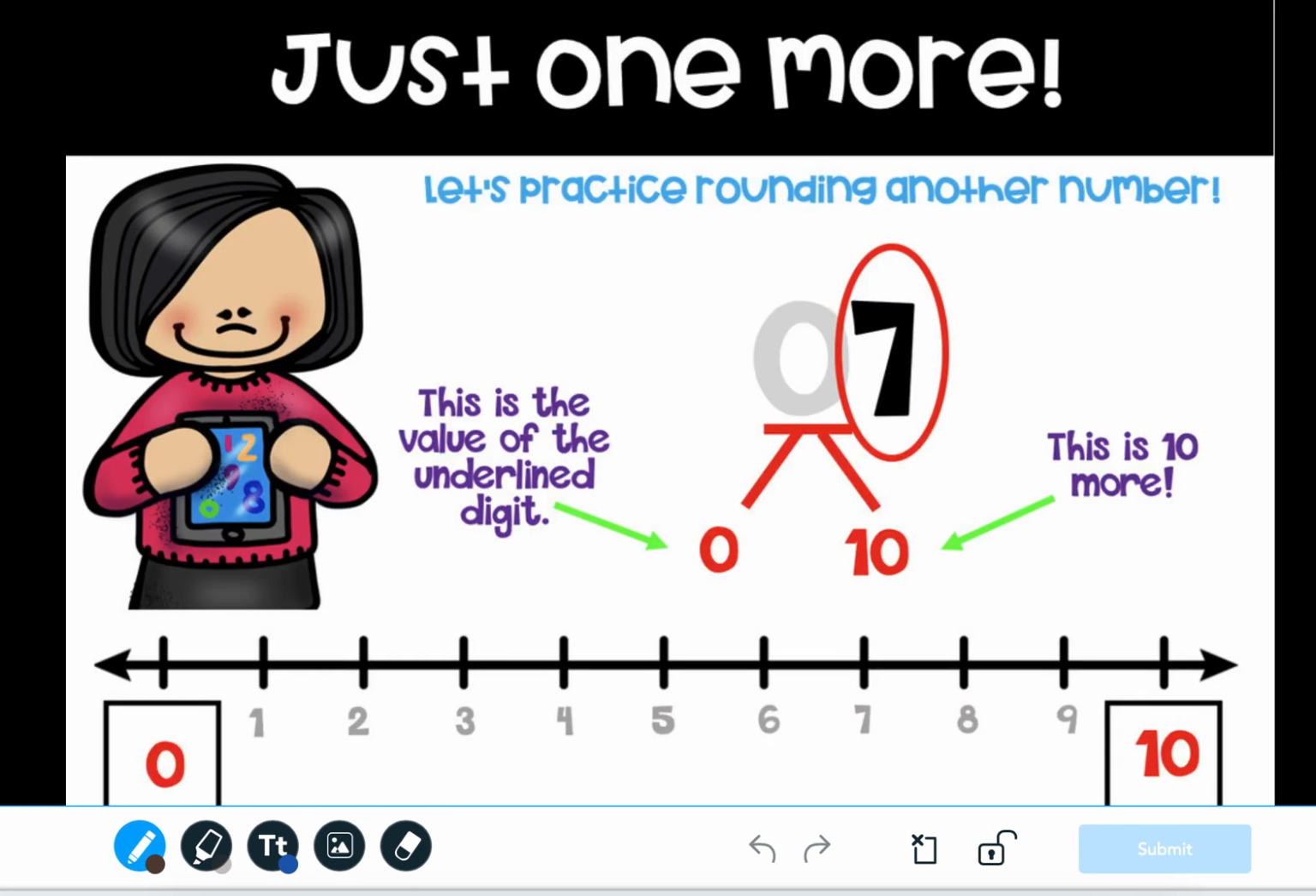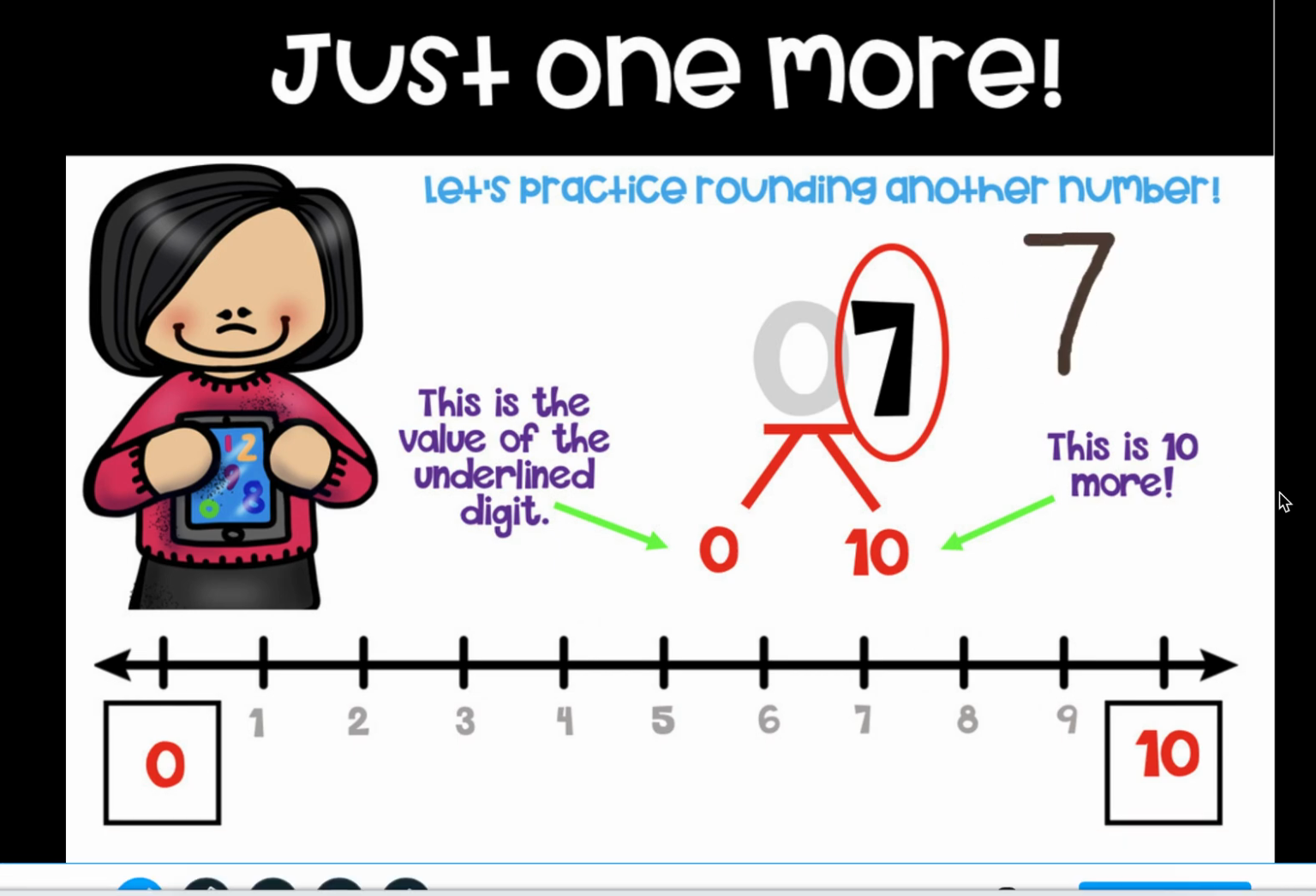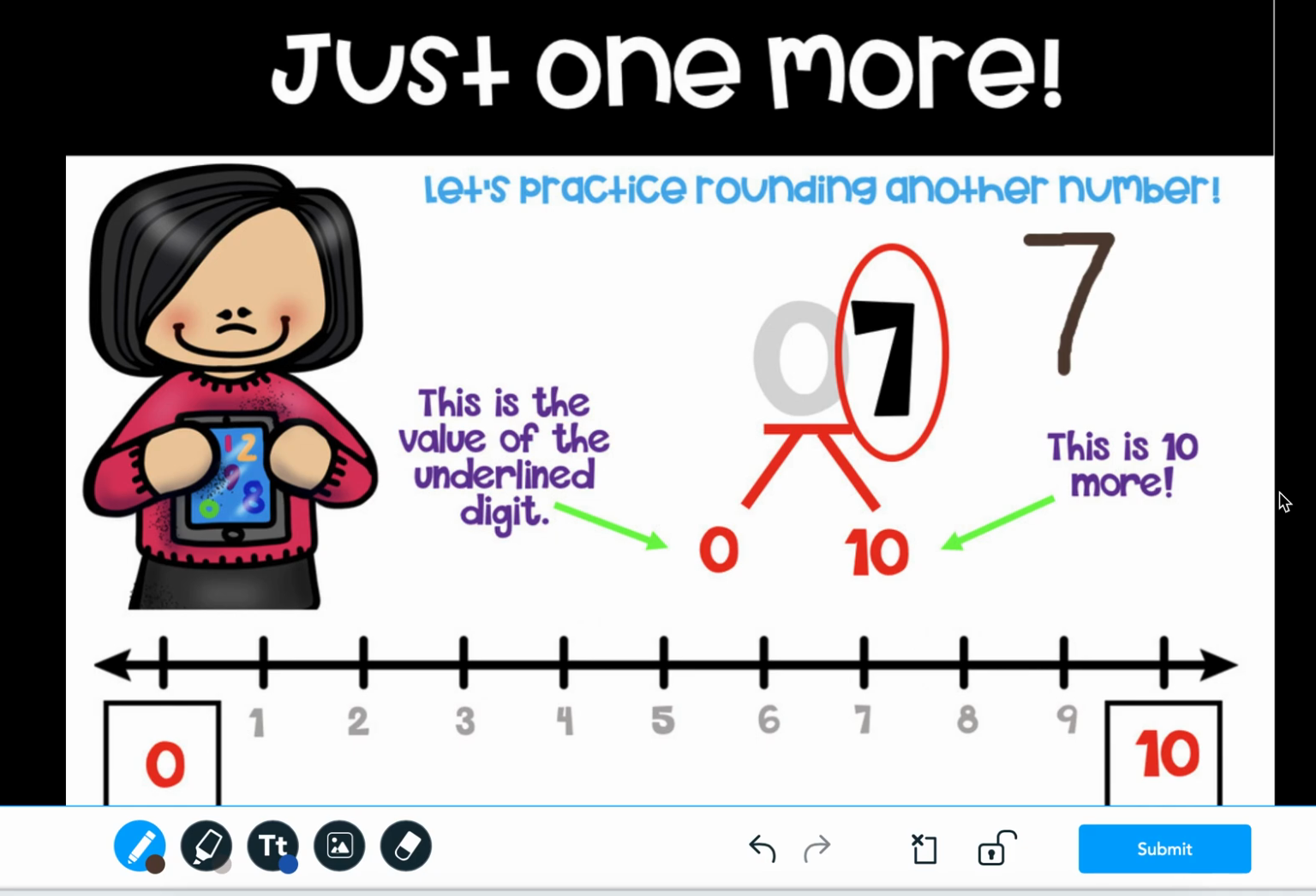Next, we're going to look at one more. Sometimes you may be asked to round a number to the nearest 10, but it only has one digit, like this one, the number 7. The number 7 doesn't have a digit in the tens place. As you can see, I added a little invisible 0. Remember, you can put a digit in the tens place by just adding a 0. I'm going to underline my digit in the tens place, which in this case is 0.